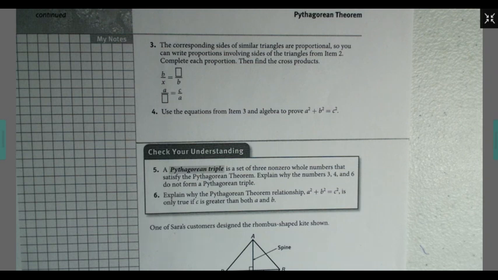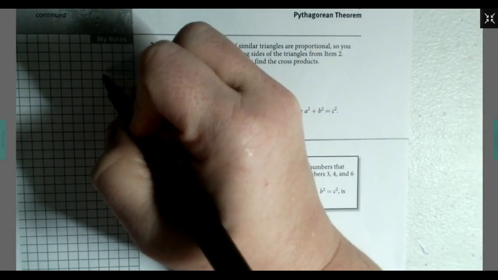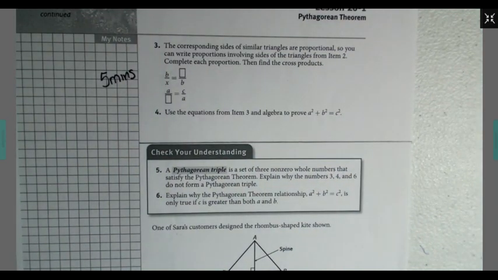Number 4: use the equations in item 3 and algebra to prove a squared plus b squared equals c squared. So I want you to take about 5 minutes here to work through questions 3 and 4. Go ahead, pause your video now.